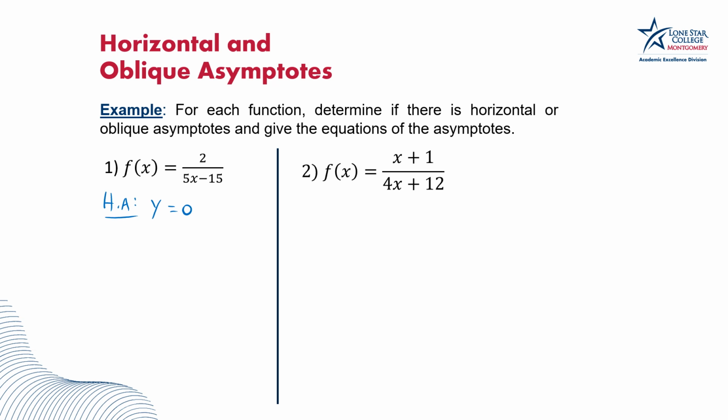Now for number 2, f of x equals x plus 1 divided by 4x plus 12. First things first, always look at our leading terms. Our leading term on the numerator is x, and our leading term on the denominator is 4x. Both leading terms have the same power, so we know right away our horizontal asymptote comes from focusing on the leading terms on top and bottom. So it'll be y equals x over 4x, but we just look at our coefficients, so it'd be 1 over 4. So we only have a horizontal asymptote of y equals 1/4 for number 2.